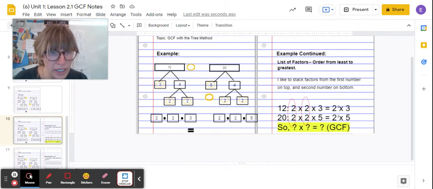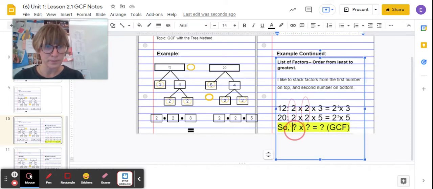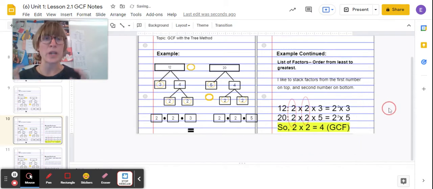3, there's no 3 in the 20. 5, there's no 5 in the 12 prime string. So that's it, 2 times 2. 2 times 2 equals 4, which happens to be the greatest common factor. So you multiply, they share this 2, they share this 2, which equals 4. You don't multiply both 2's, right? You don't multiply all 4 2's. You just say that they share one 2 and they share another, and that is your greatest common factor.